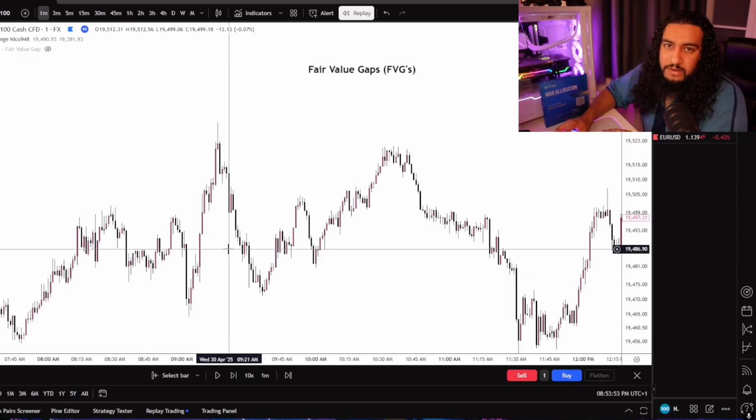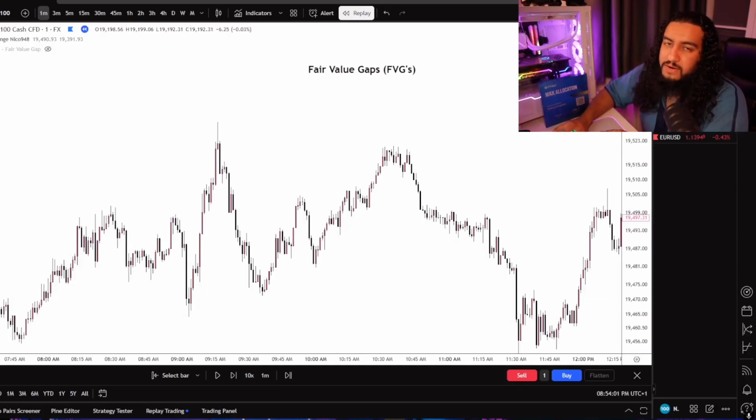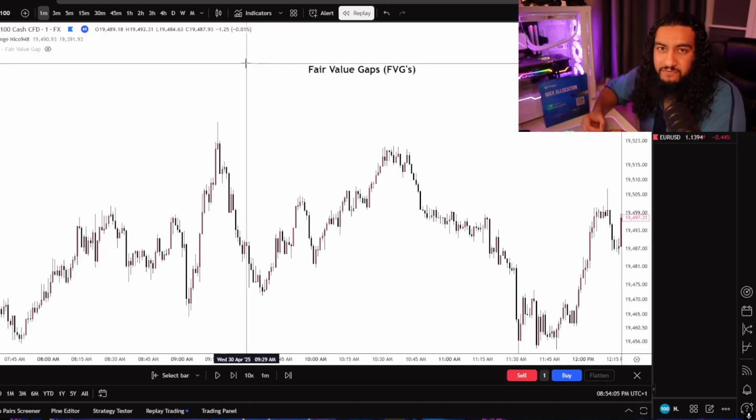Price moves in waves, right? We spoke about this in the market structure episode. Price moves in waves. It doesn't just move in one direction. If it does that, price is inefficient or imbalanced. Same thing, or it's created a fair value gap. All three are the same thing. Imbalance, inefficiency, fair value gap.